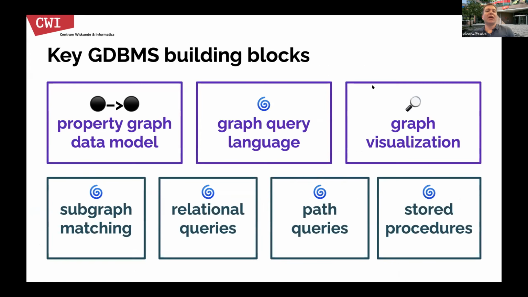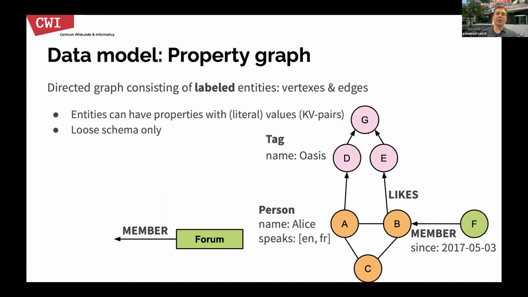So what does a system like that look like? In this case, I will focus on the property graph data model. A system like that will support a graph query language, or at least a graph API, but most systems now also support a query language, and also some graph visualization. If we focus on the graph query language, then some building blocks that I will be describing are subgraph matching, relational queries, path queries, and stored procedures.